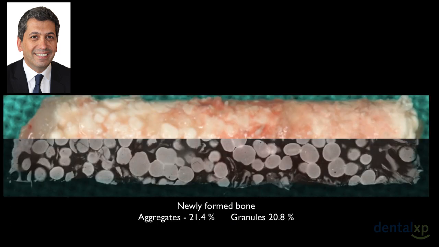In our series, we had 21.4% of new bone formation in aggregates and 20.8% in granules, which is almost similar to the results that we find in the literature. Usually, with different biomaterials, even with bovine hydroxyapatite, we are almost between 18 and 25%, if we see what exists in the literature.